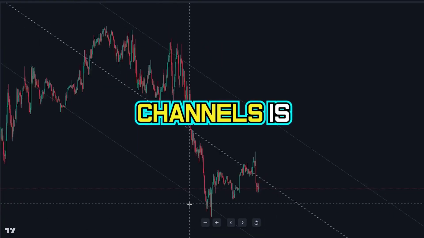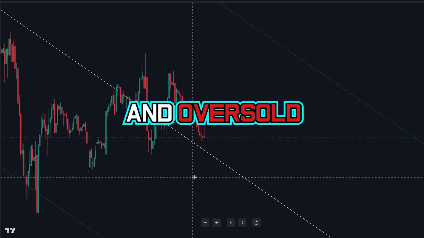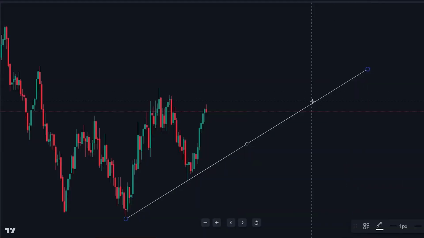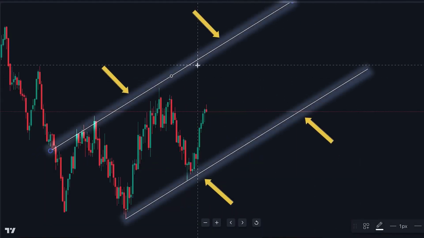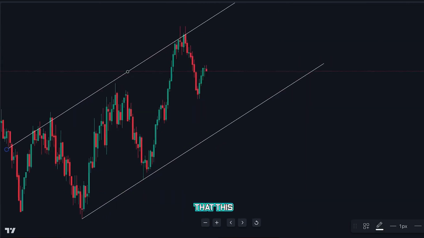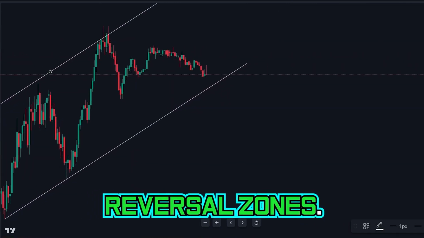Identifying and understanding channels is an essential part of a comprehensive analysis to help you identify overbought and oversold zones and let you know the overall market trend. To identify this, traders will typically use the line tool to draw a line from two swing points parallel to each other with hopes that this identifies surplus and deficit areas that will act as reversal zones.